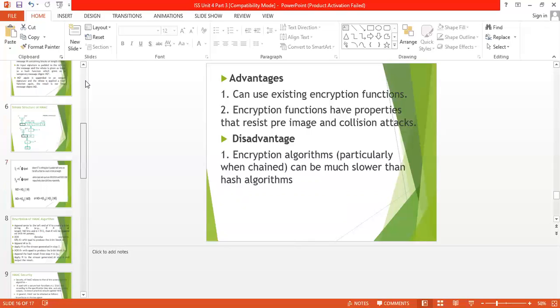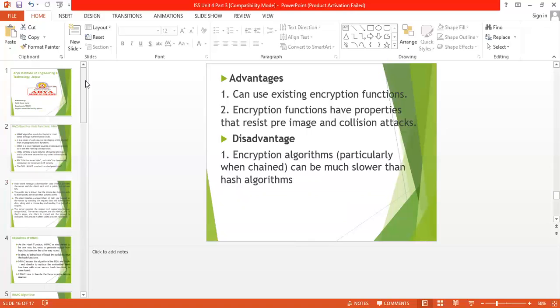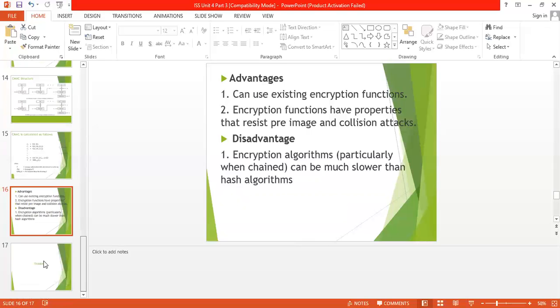We have discussed the MAC based on hash functions and the MAC based on block ciphers.